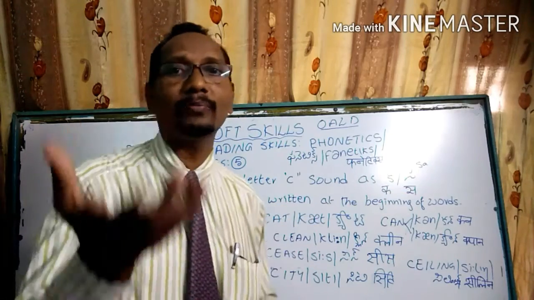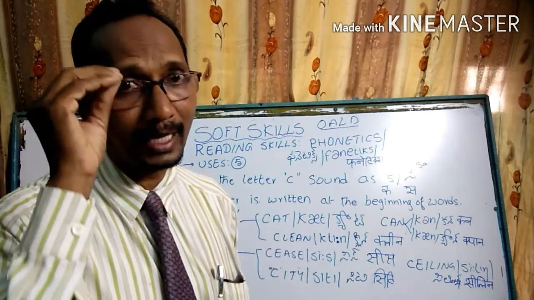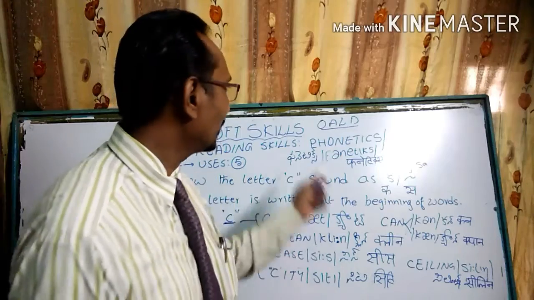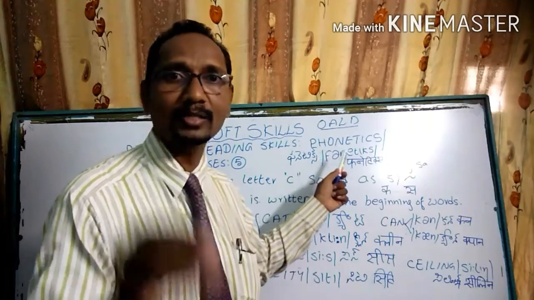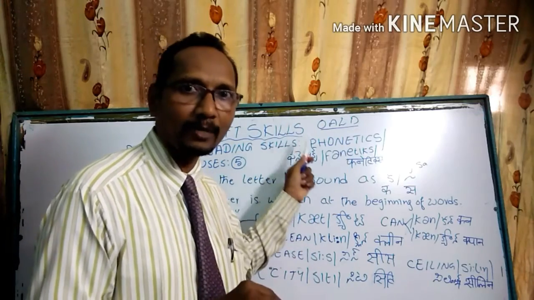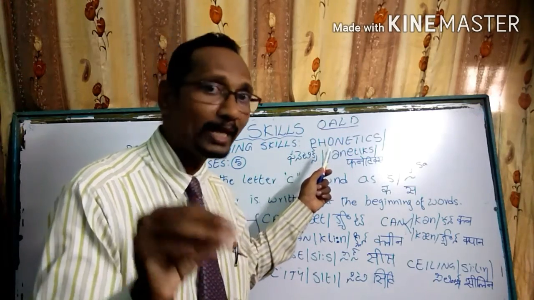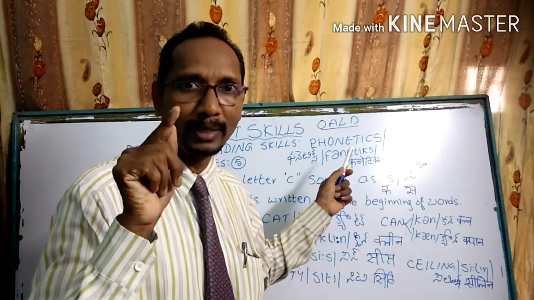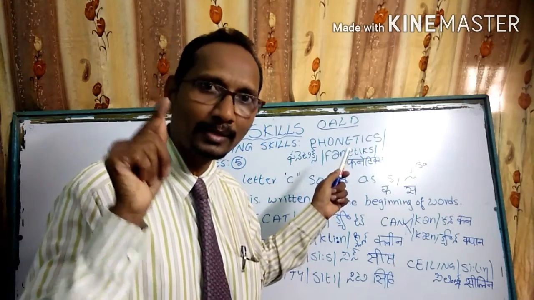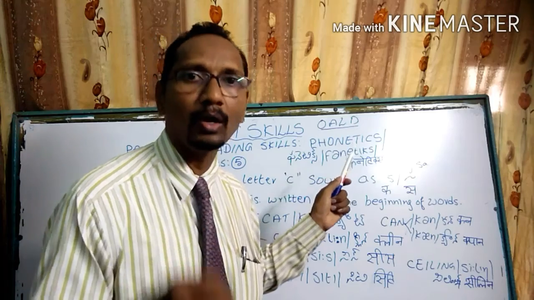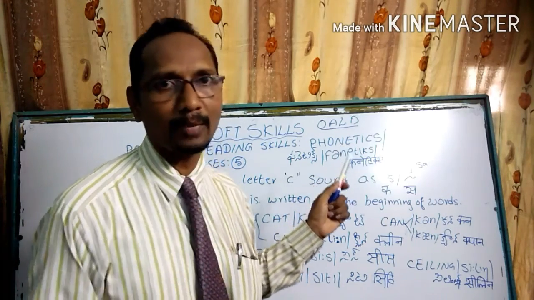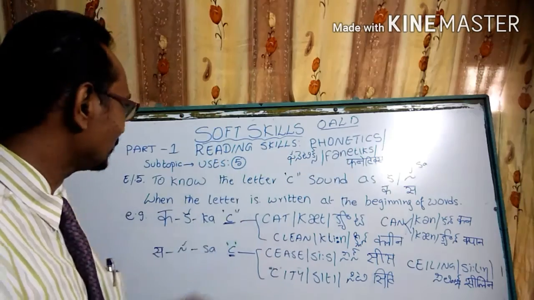So how can we find out? That can be done only from a phonetics class. From the dictionary, the words are written in a phonetic formation. So there you can find out, when the letter written at the beginning is C, whether that sound is pronounced as a sa or a ka. So I give you some examples regarding the last use.